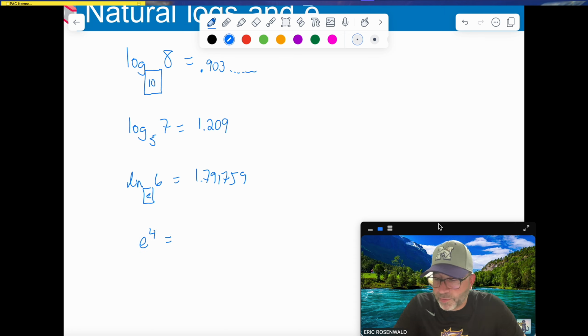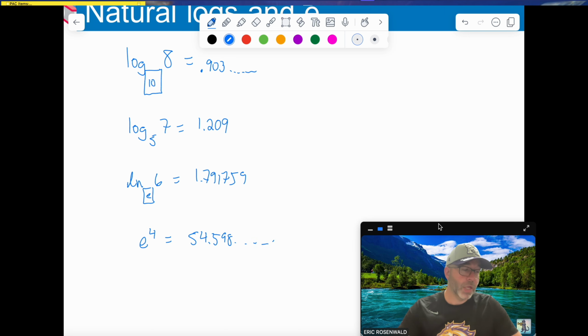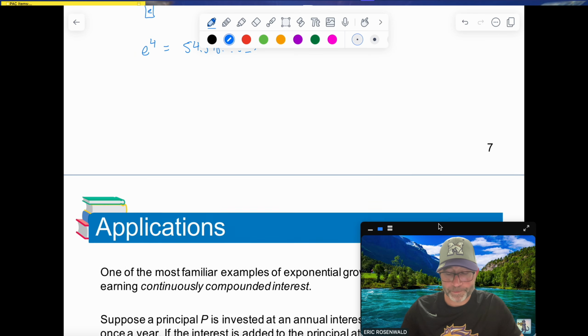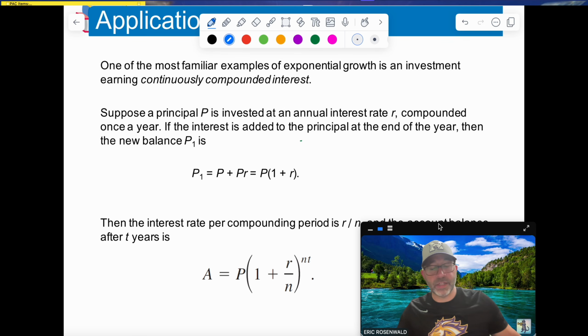You should know where this is from previous experience, but it's right next to the number 4, and it's above your natural log. This is E to the 4th power, would be 54.598, so on and so forth. We'll get to E. We'll talk about E in a second. All right? So make sure you know how to put these things in the calculator because this is a very calculator-intense unit. So let's talk about the applications of this, okay?